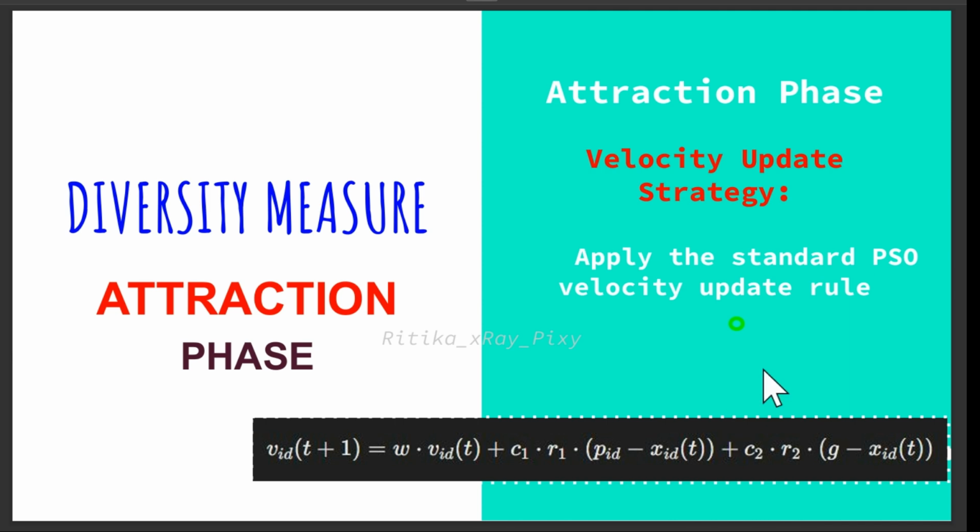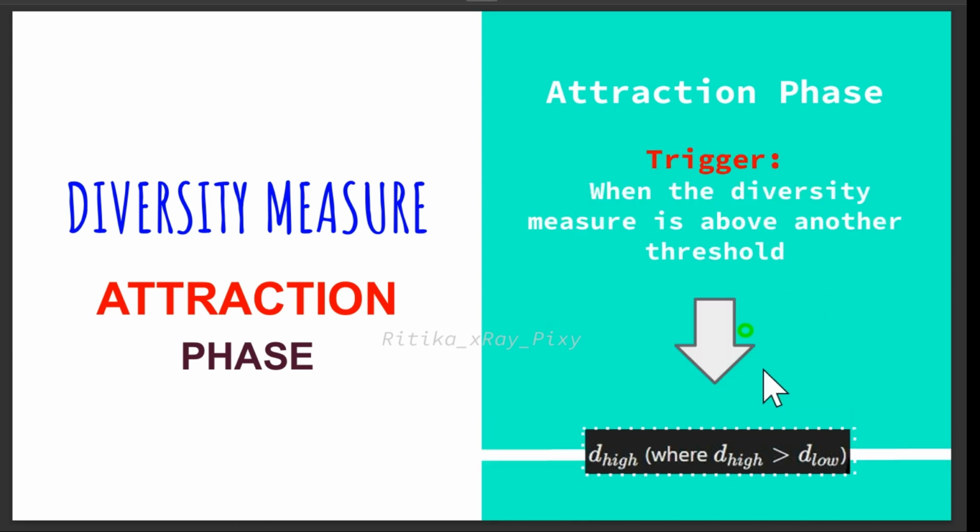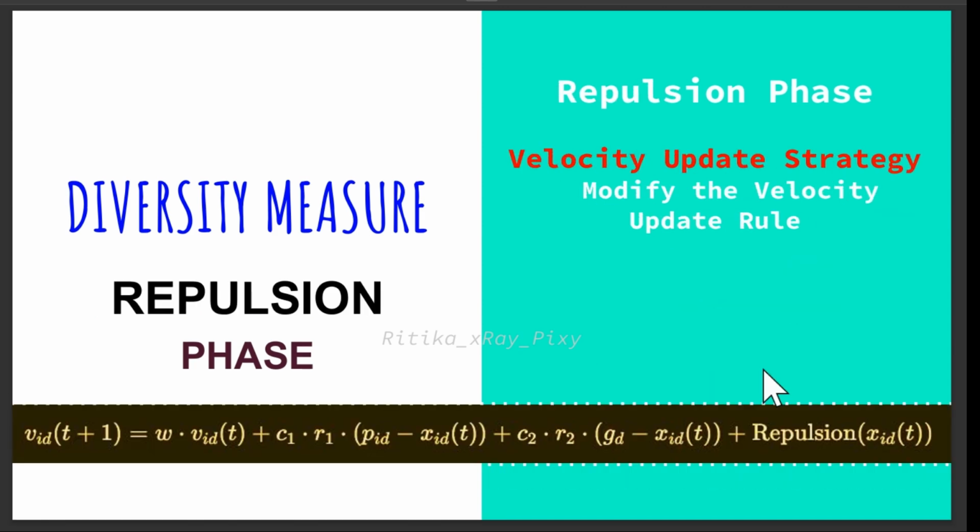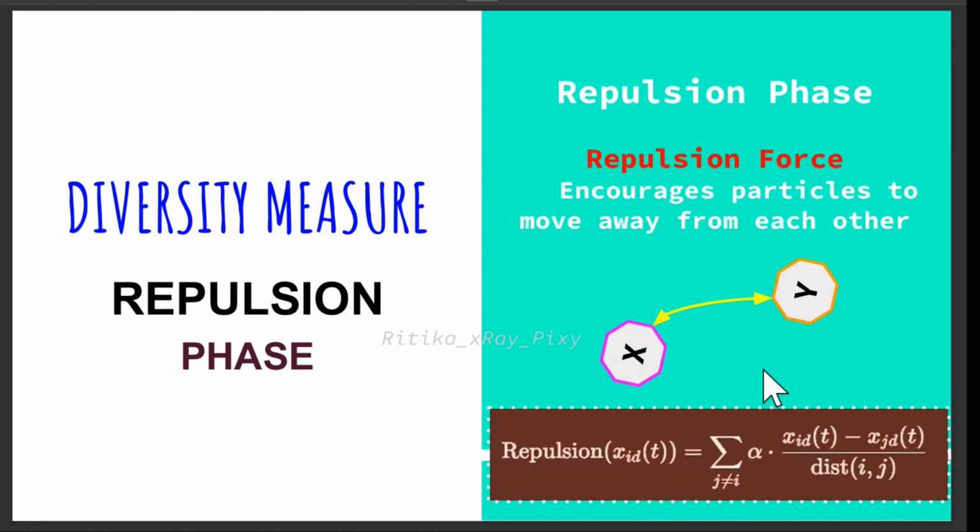So here we have the diversity measure. We can use the pairwise distance between particles. In the repulsion phase, we are increasing the spread using the repulsion force.